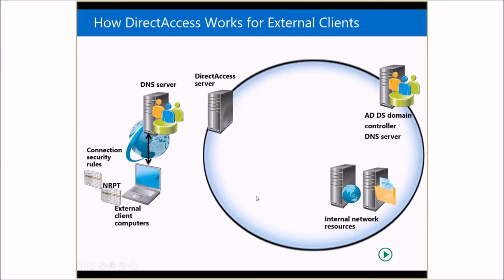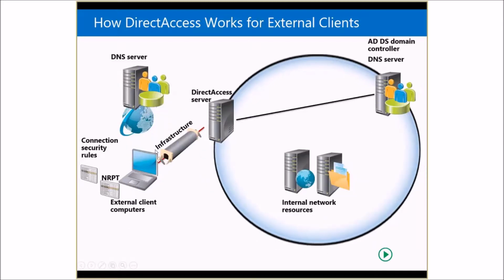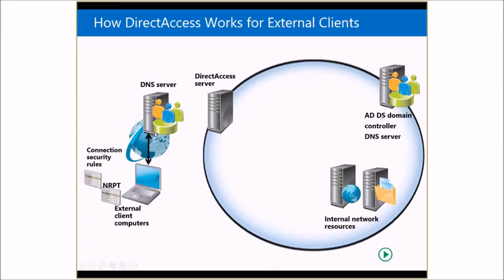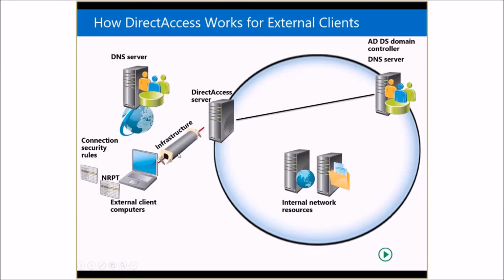How does it work for external clients? So we've got the same computer now, he's at home. So now he's going to check with the DNS server to resolve the IP address of the external interface of this direct access server. Then it's actually going to form a secure tunnel between this. So it's secure because it's actually encrypted.